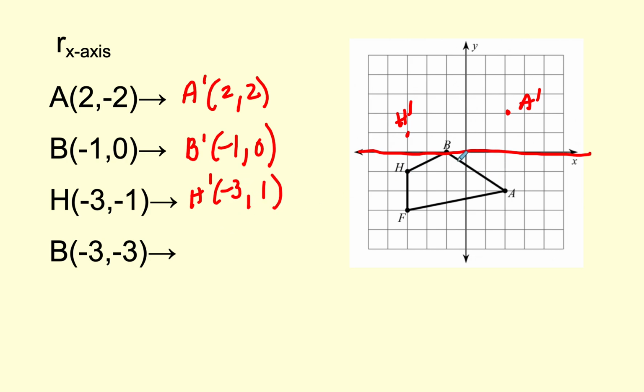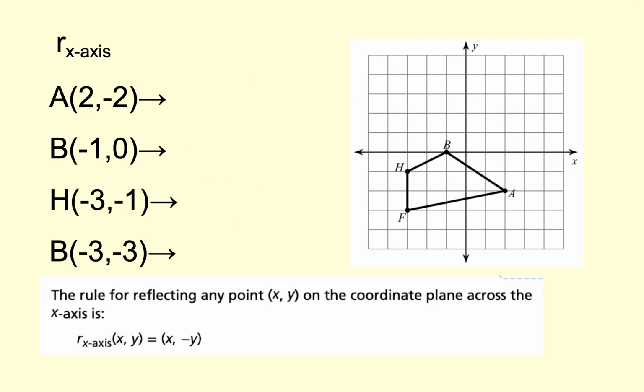And then there's another B, I think I meant to write F. F is (-3, -3). And then F prime will be on the other side, 1, 2, 3, and this will be F prime, and that'll be (-3, 3). And if I go ahead and draw my figure, you can see that it looks like the angles and lengths have been preserved.